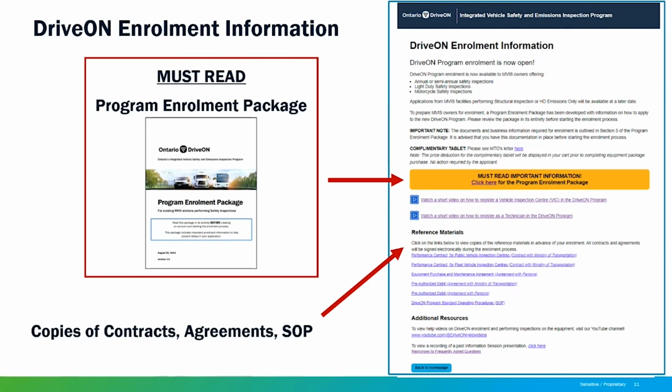Here you will find enrollment information such as the program enrollment package, the recent letter that was sent to the MVIS industry by MTO, and copies of the contracts and agreements that will be electronically signed during your enrollment. The most important thing on this page is the program enrollment package that is highlighted in the orange must-read bar. It is very important that you review the program enrollment package prior to creating your account and starting your application.